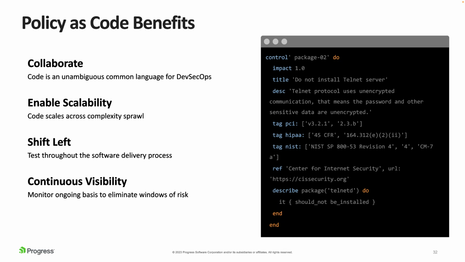The benefit of managing compliance and security as code is you have a common language that is human readable, so it is easy to collaborate. You have a single system that is consistent, repeatable, and reliable, so it's easy for you to scale.